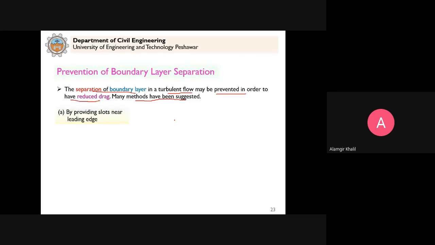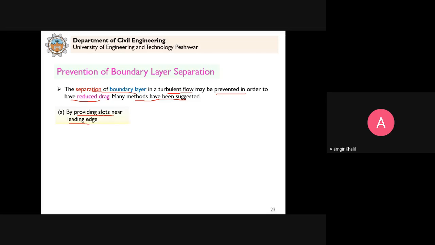Hydraulics and Fluid Mechanics by E.H. Levitt. You can study that book. More than 2 methods are explained in that book. So different methods are suggested. We will study a couple of them.